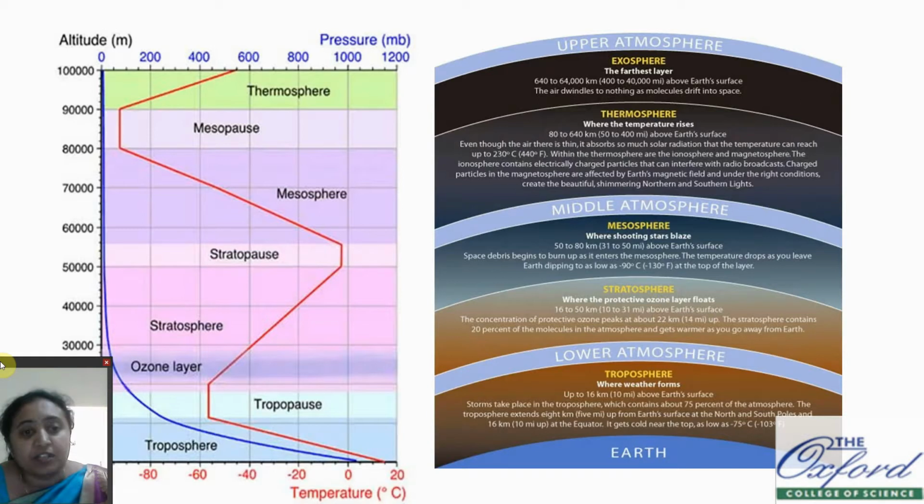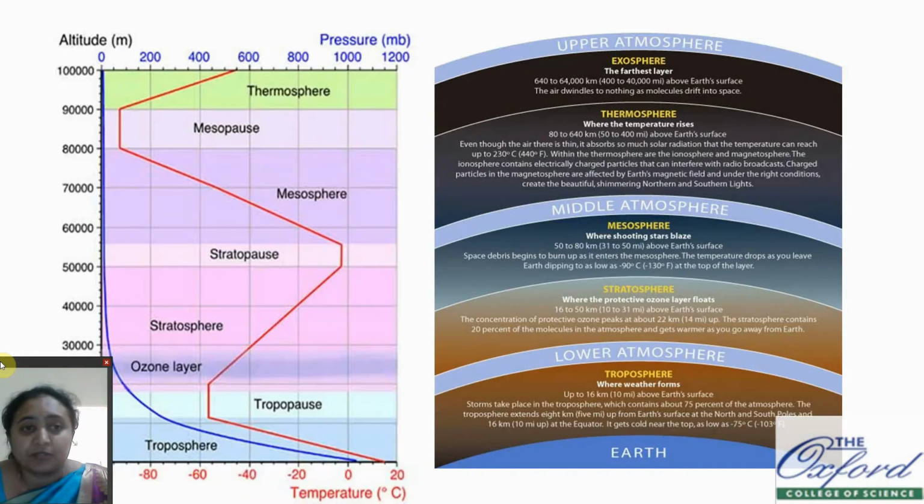Above the stratosphere is the stratopause, which runs from 50 kilometers to 55 kilometers, and above that is the mesosphere, where the temperature again starts reducing. That is also an important place, where we can see shooting stars blaze in the mesosphere.